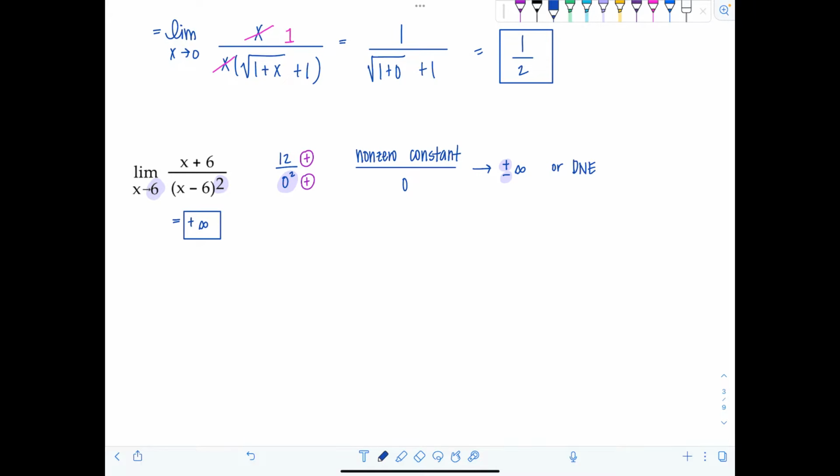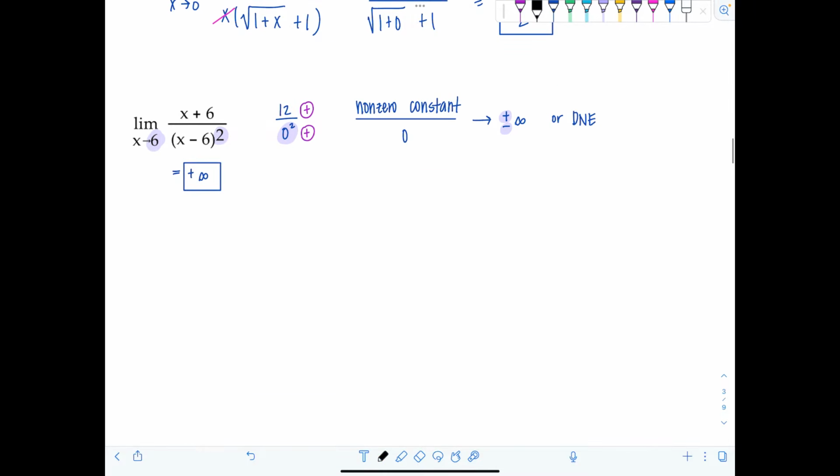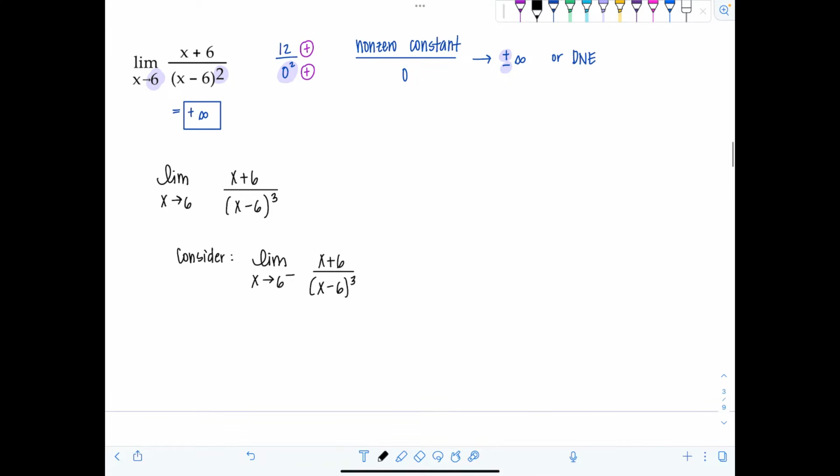Now, I'll just do a little alternate limit problem. Say instead it was the limit as x approaches 6 of (x plus 6) over (x minus 6) cubed. So now I can't say the denominator is always positive, because if something is negative and you cube it, it stays negative, right? So then you have to consider two different sides. You're going to look at the limit as x approaches 6 from the left, and then the limit as x approaches 6 from the right. Okay, so let's see what happens.